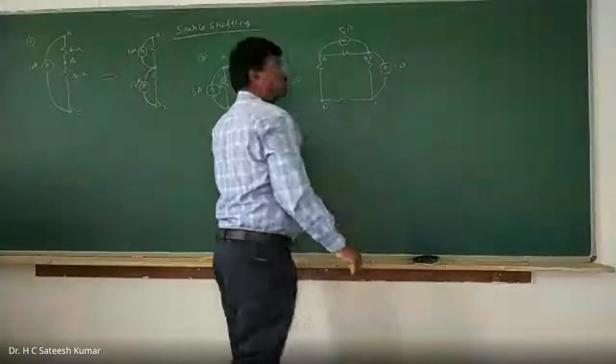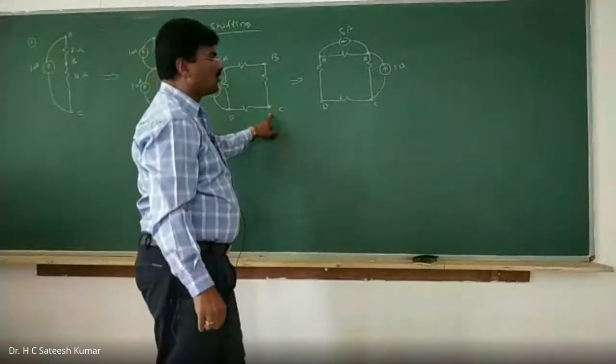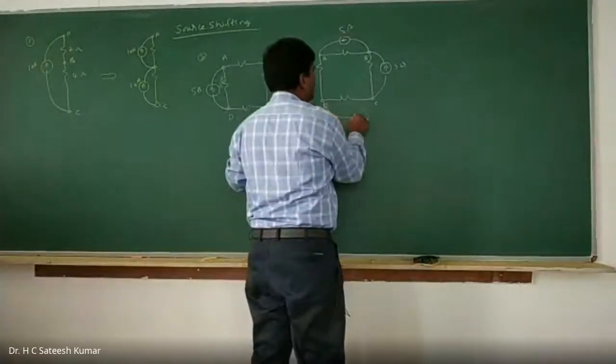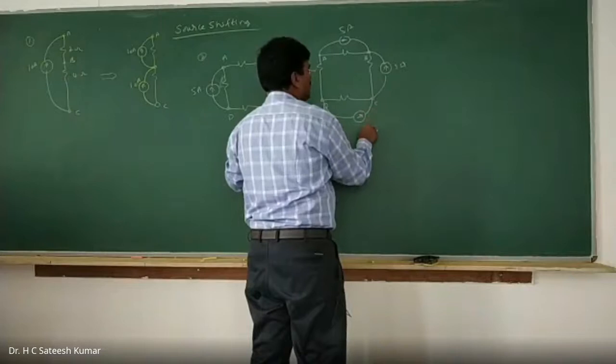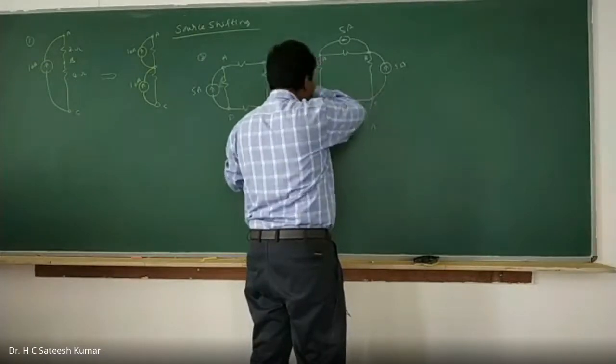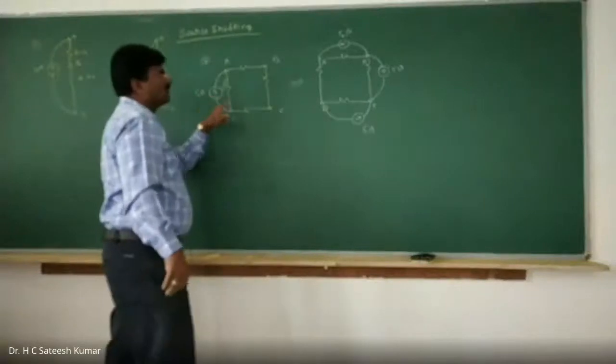Now, but this is disturbed. 5 amps is leaving. You have to make it 0. So what should you do? 5 amps has to enter. So now this is also corrected. 5 amps entering, 5 amps leaving, net is 0. Now what about D? 5 amps leaving, 5 amps leaving.